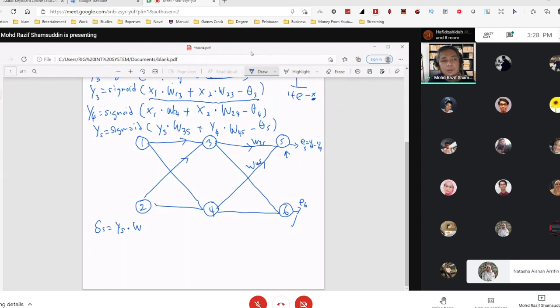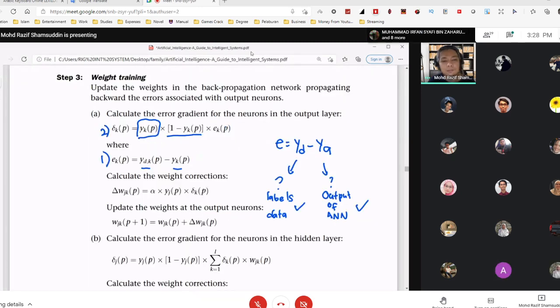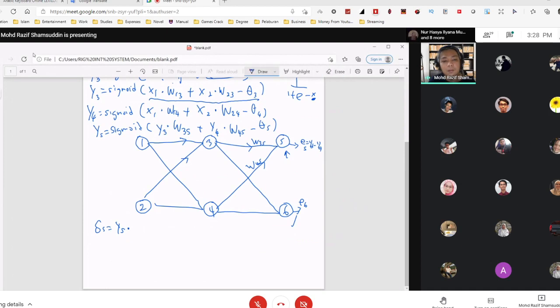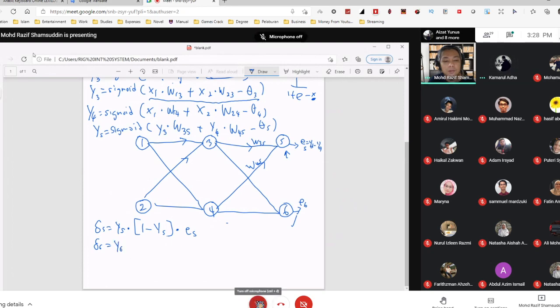there is no weight here. So y5 times 1 minus y5 times error. No weight. It's y5 times 1 minus y5 times the error at where? Error 5, because 6 has its own error, right? So how do you calculate error gradient 6? It's y6 times 1 minus y6 times error e6.